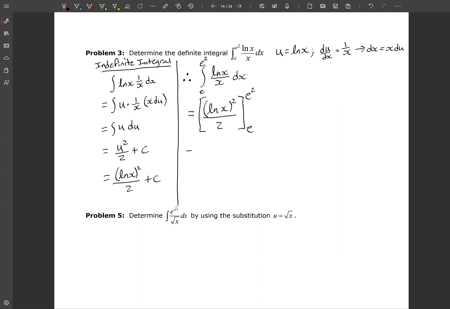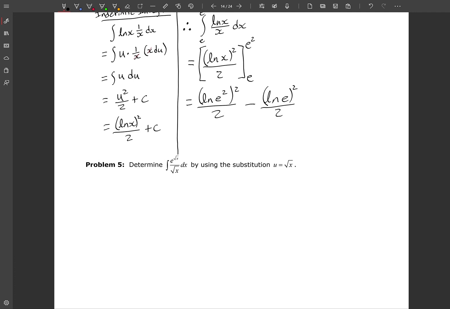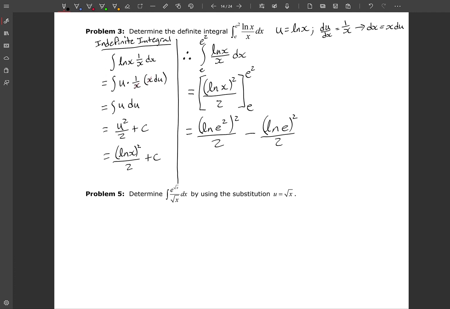So what we get when we do that is the natural log of e squared, all squared, over 2, minus the natural log of e all squared, all over 2. Now, the nice thing is, we can actually rewrite this using log rules as 2 natural log of e all squared over 2 minus natural log of e all squared over 2.